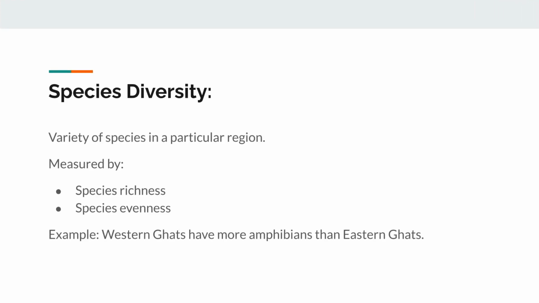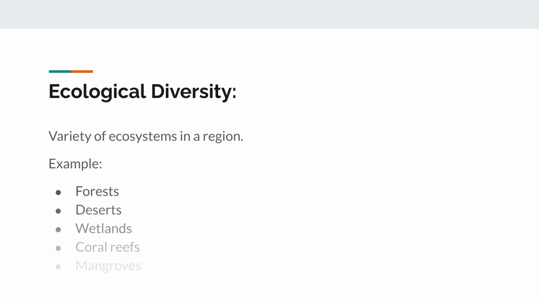Species diversity is the variety of species in a particular region. It is measured by species richness and species evenness. For example, the Western Ghats have a higher diversity of amphibians than the Eastern Ghats. Ecological diversity is the variety of ecosystems found in a region. Examples of different ecosystems include forests, deserts, wetlands, coral reefs, and mangroves.